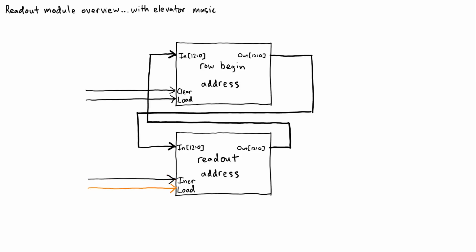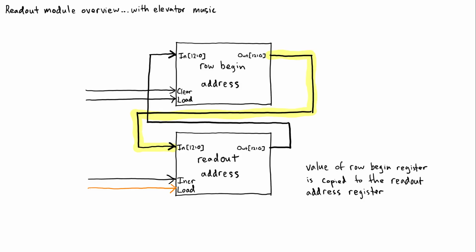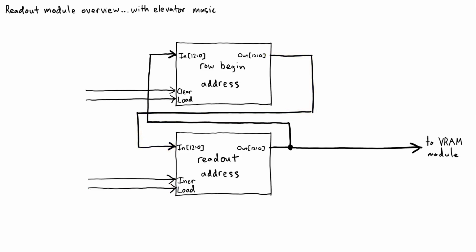The load signal, when asserted, causes the contents of the row begin address register to be copied into the readout address register. This means that the outputs of the row begin address register are connected to the inputs of the readout address register. The outputs of the readout address register are sent to the display controller side address inputs of the VRAM module. So in general, the data outputs on the display controller side of the VRAM module will reflect whatever data byte the readout module wants to fetch.